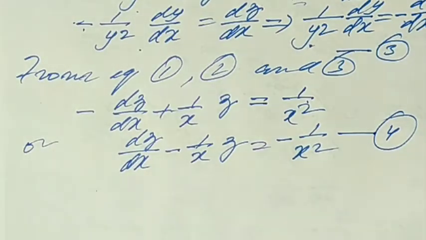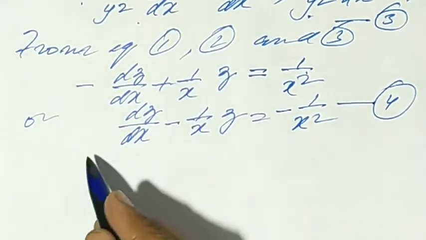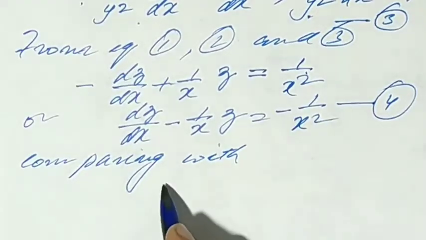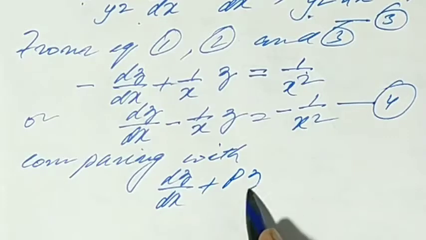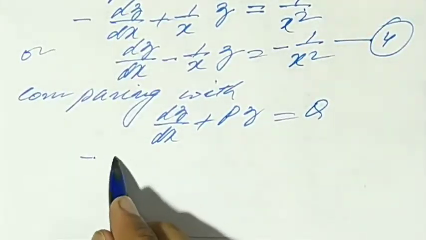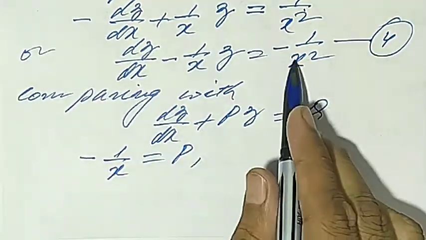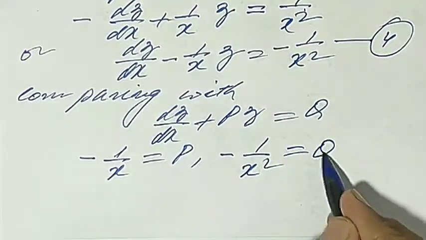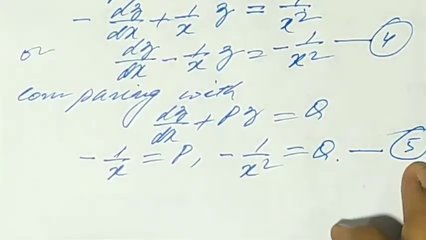Now we have to proceed in the same way as we have done in the case of linear differential equation. So comparing with dz/dx + Pz = Q, we get P = -1/x and Q = -1/x². Let it be equation number 5. Collectively we have written both the equations as equation number 5.